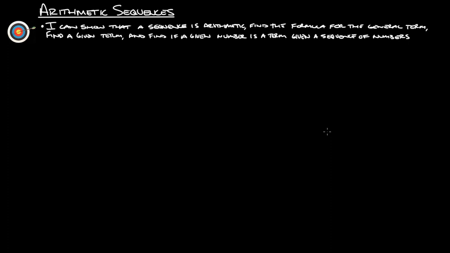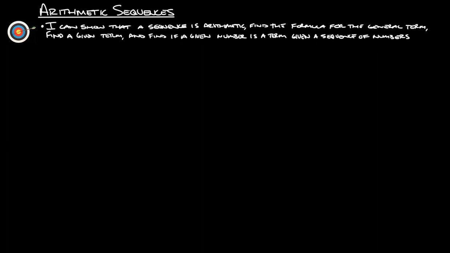Hello, welcome back to part 2 of arithmetic sequences. By the end of this video, you should be able to say, I can show that a sequence is arithmetic, find the formula for the general term, find a given term, and find if a given number is a term given a sequence of numbers.